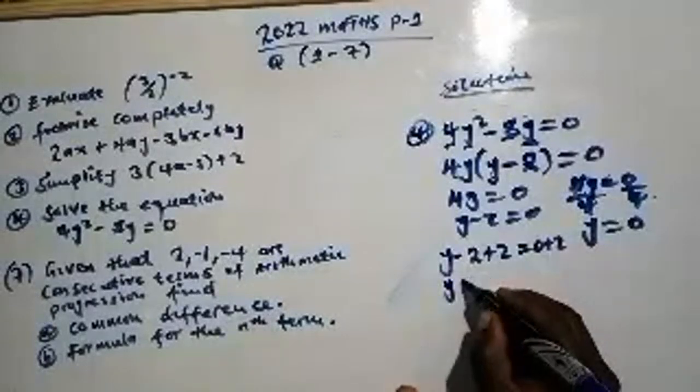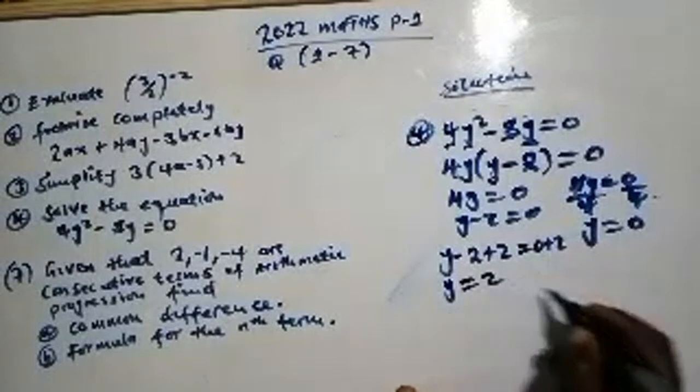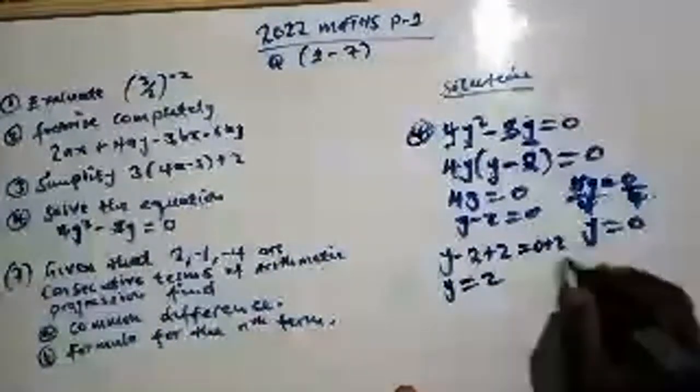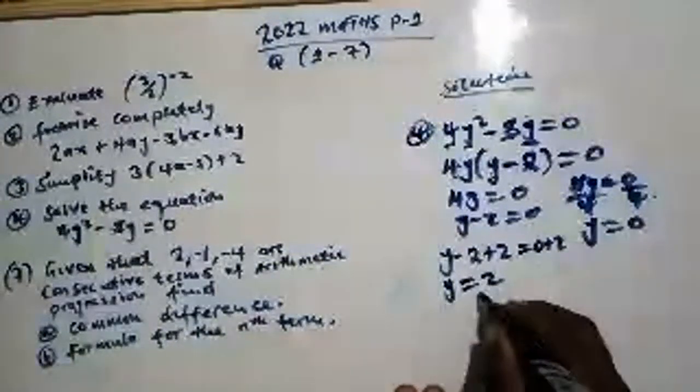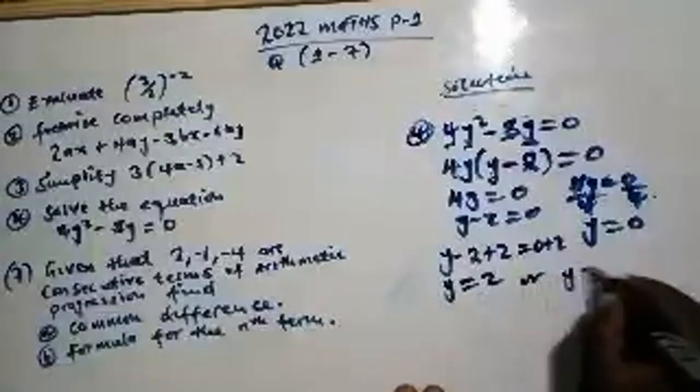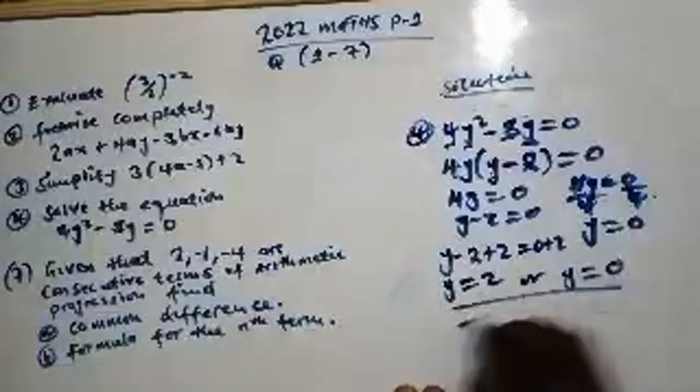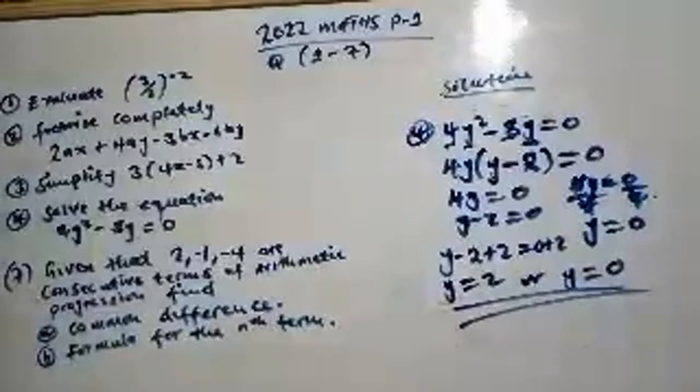So here we're going to remain with y equals 2. So the values of y will be y equals 2 or y equals 0. These are the values of y, okay?